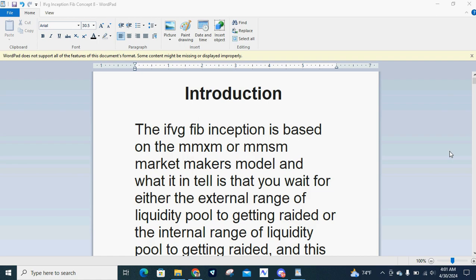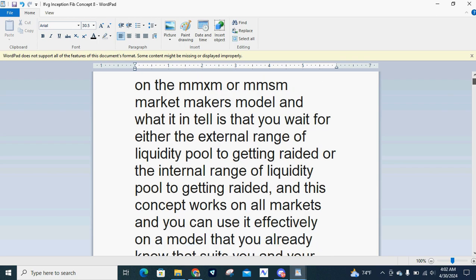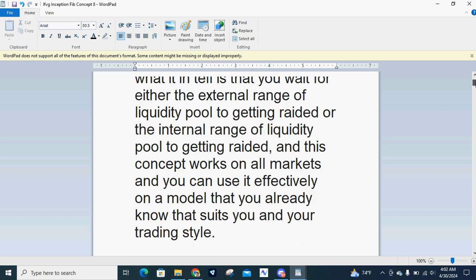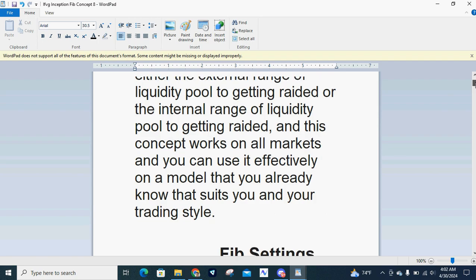This is a concept with the IFVG Inception, which I have noted before, earlier and during the lecture. The IFVG Inception model is based on the market maker's model, and what it entails is that you wait for either the external range liquidity pool or the internal range liquidity pool to get raided first. This concept works on all markets. You can use it effectively on the model that you already know that suits your trading style, of course.